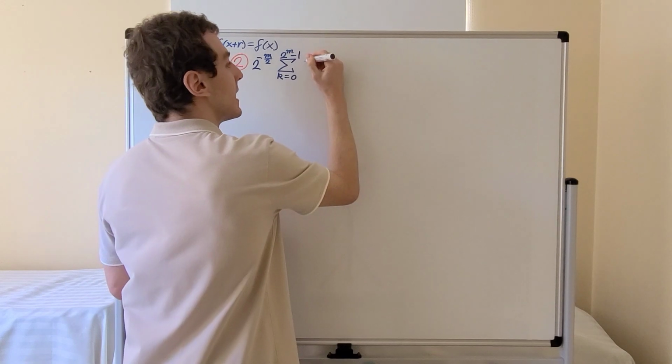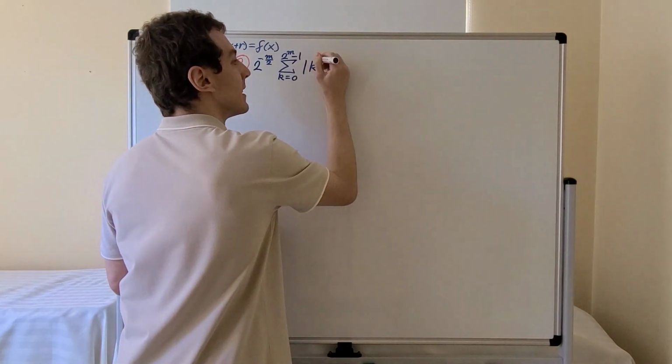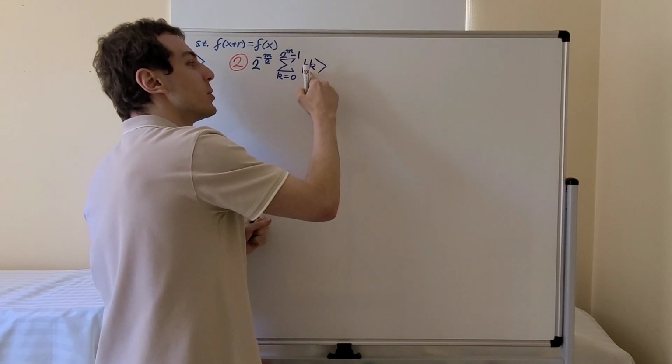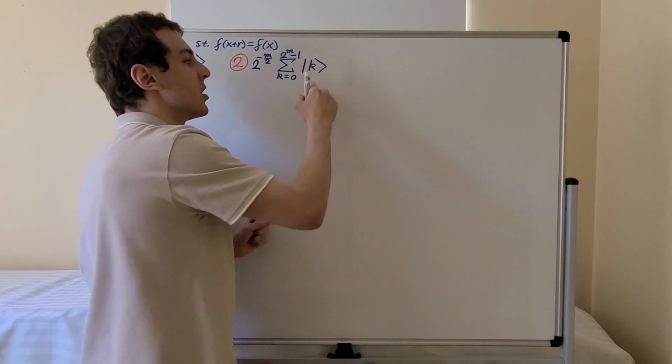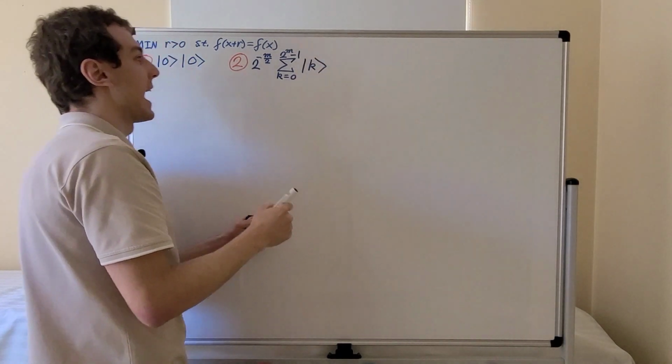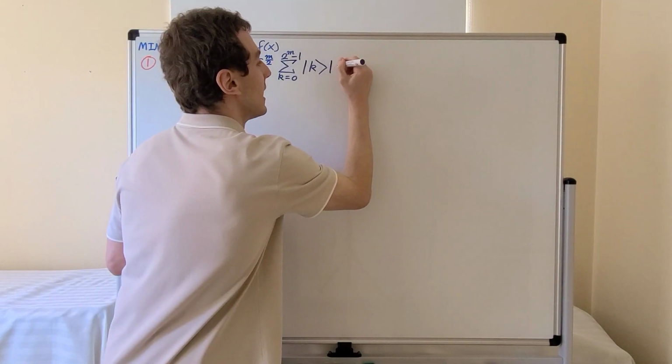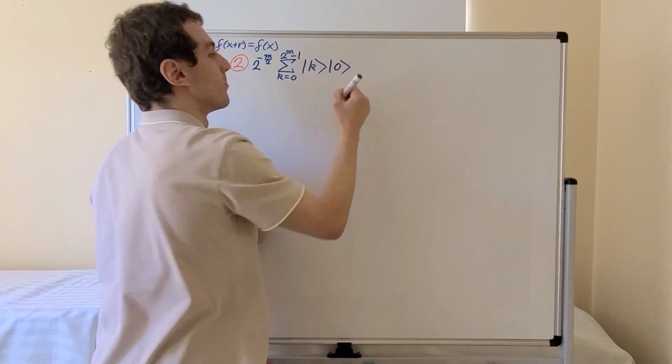Then we're going to have ket k, and this index k is a label for all of the computational basis states for the first register. And the second register is going to remain unchanged. So it's still going to be in the state 0.